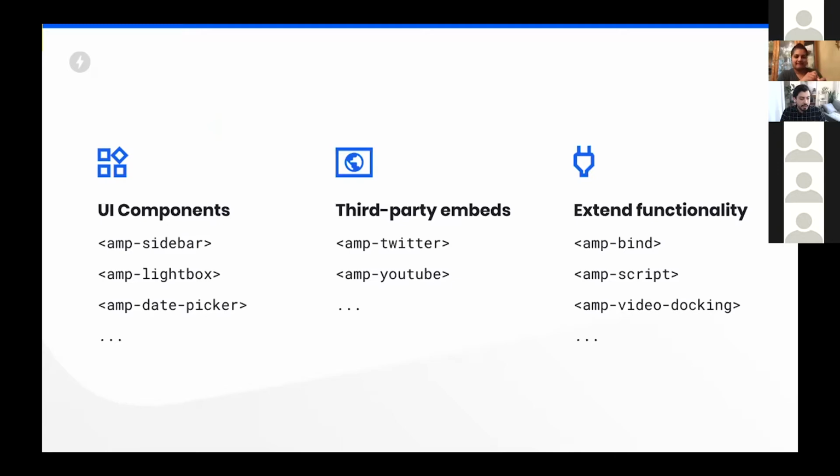I could go on. There's also third-party embeds. These are basically components that load an external resource, like a tweet with AMP Twitter or like a video with AMP YouTube, and put it in the component box. And there are components that just extend other components' functionality, like AMP Bind, that allows you to add interactivity to your sites in a declarative way, AMP Script, that allows you to write custom sandboxed JavaScript, or AMP Video Docking, for example, that doesn't create its own component, but actually allows videos to be docked.